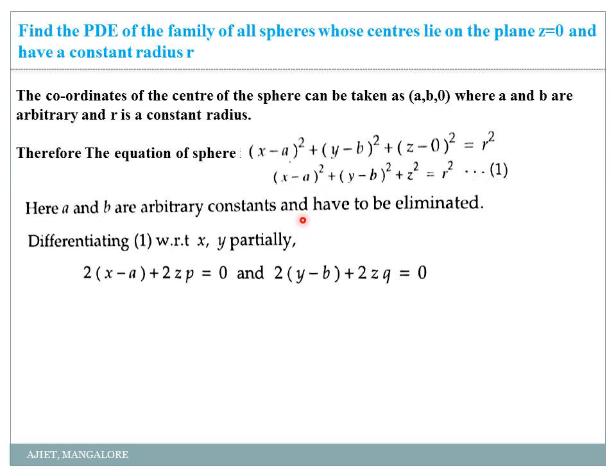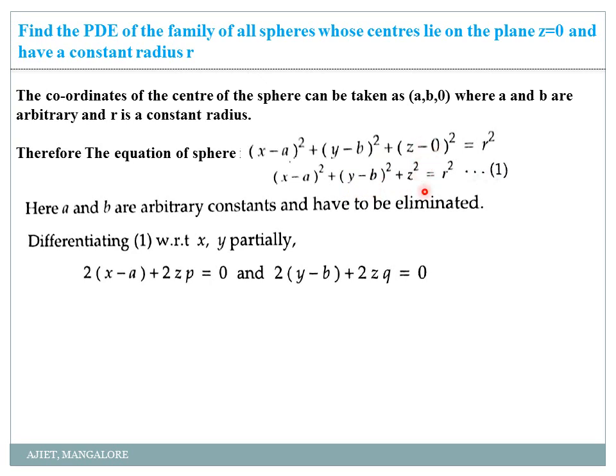So first I'll differentiate partially with respect to x. When I differentiate with respect to x, what will I get? Taking this entire term as x, differentiation of x square is 2x. So 2 into (x minus a) plus, is there any x involved here? No, 0, plus z square.